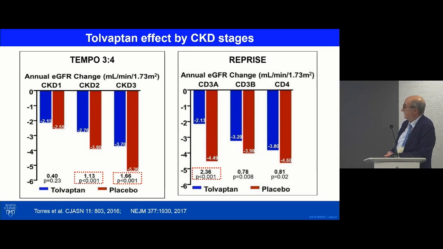The largest benefit was seen in the patients with CKD stage 3, but both CKD stage 2 and CKD stage 3 benefited. In Reprise, the largest benefit was seen in the patients with CKD stage 3A, where the benefit was 2.36 mL per year, and the benefit was less in the patients with CKD 3B or CKD 4. Suggesting that maybe when the disease is more advanced, the benefit of tolvaptan may be less.